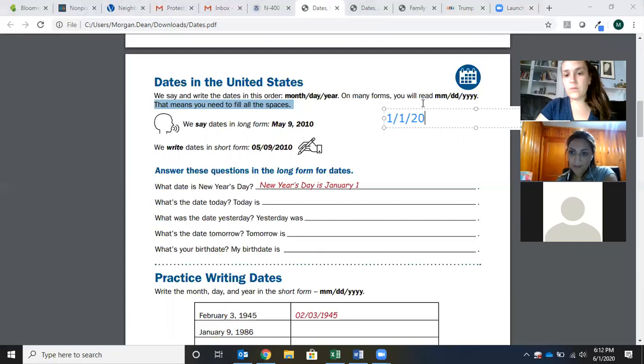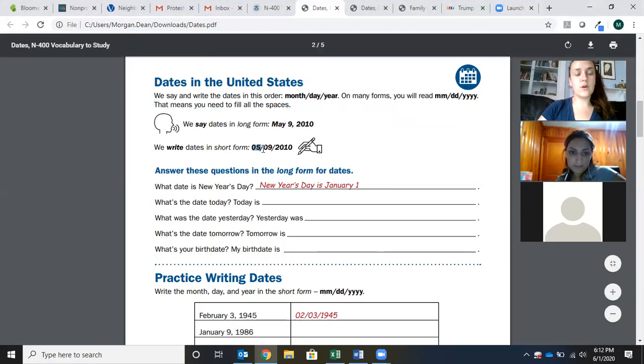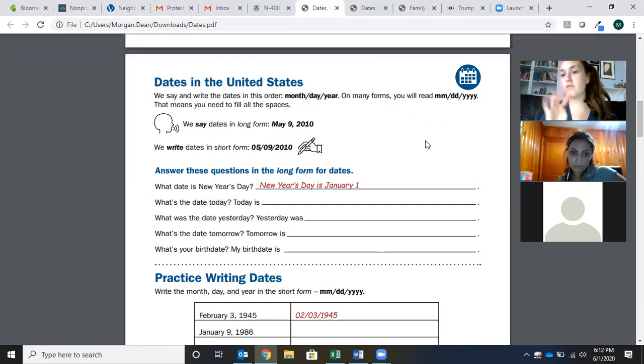Does this follow this format? No. 0, 1. So what do we need to do, Asma? You had it right. 01/01. 2020, just 2020? Yeah, 2020. Perfect. I thought you just said 20. So we write dates in short form with 0, 5, 0, 9, 2010. So we have 2 for the month, 2 for the date, and 4 for the year.